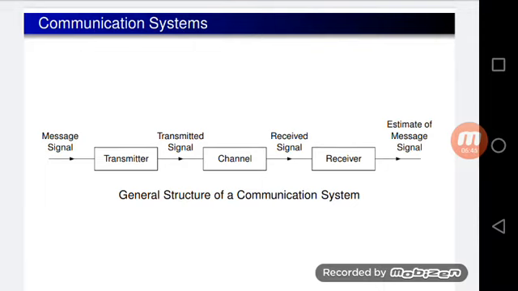From the above diagram we have discussed how the signal is converted in various blocks, and finally this is the simple diagram of how a signal is transmitted from transmitter to receiver.